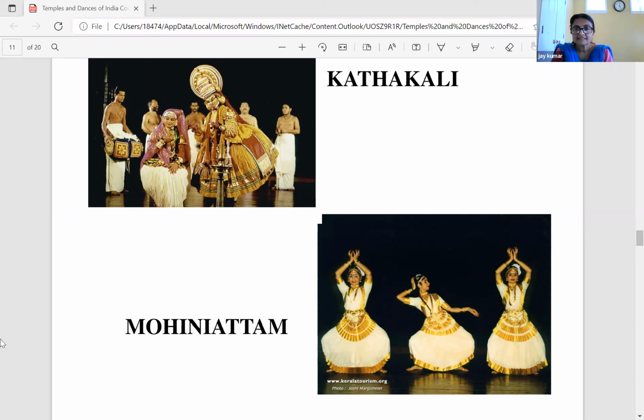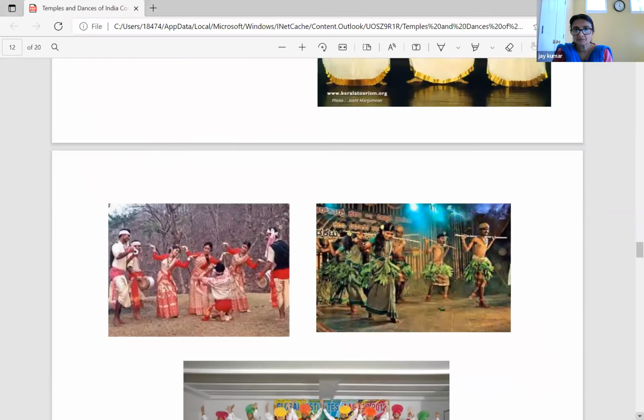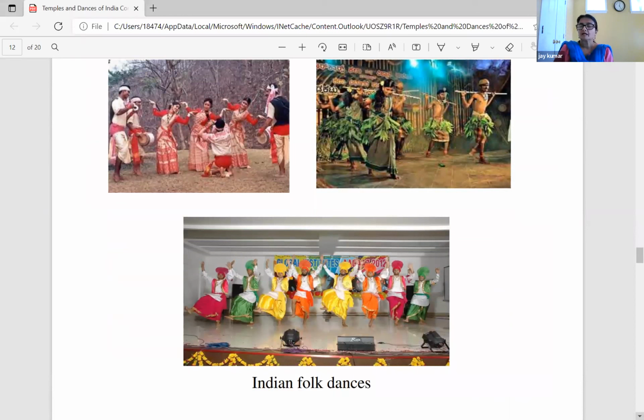Okay, next. In addition to these classical dance forms, Elizabeth, we can move to the next one. Thank you, ma'am. In addition to the classical dance forms, we have folk dance, which I'm sure many of you are familiar with.